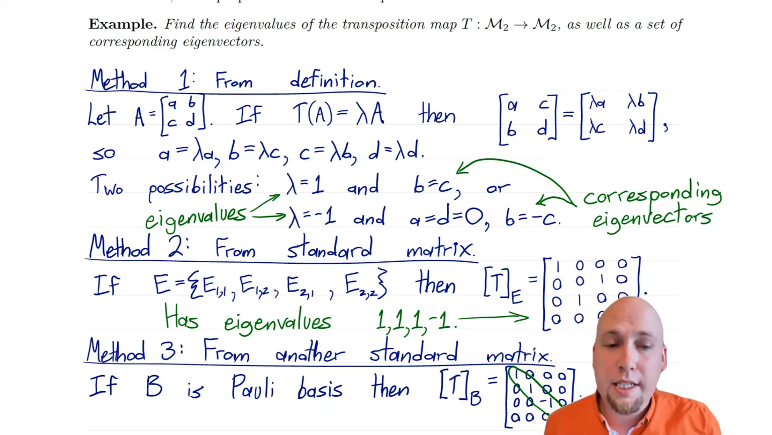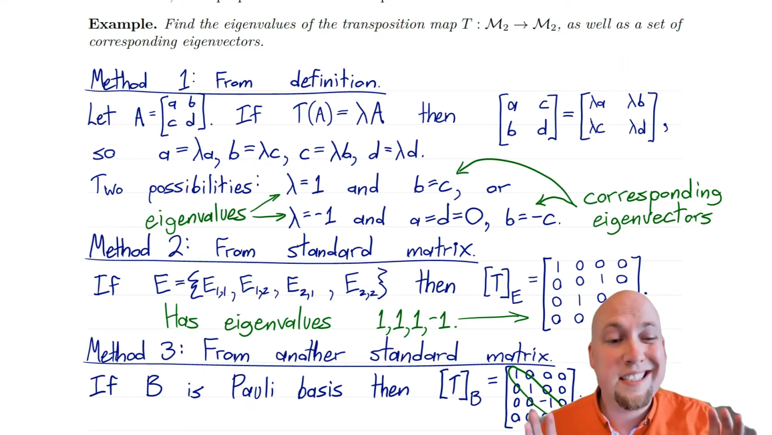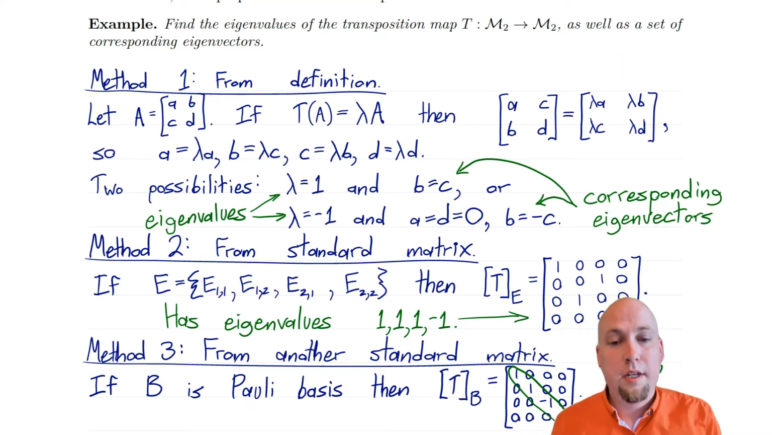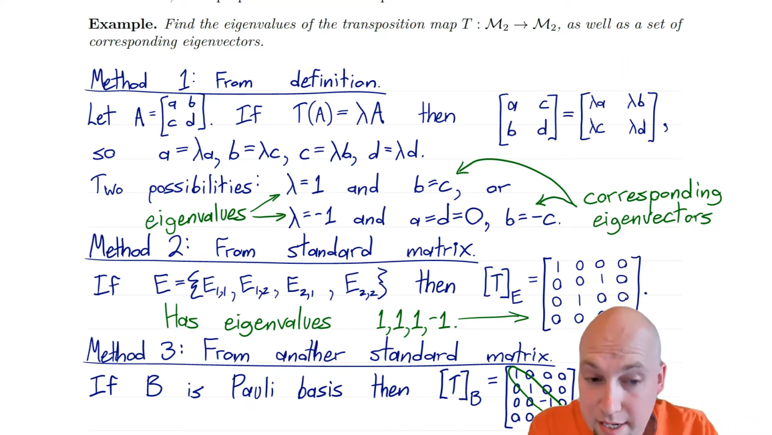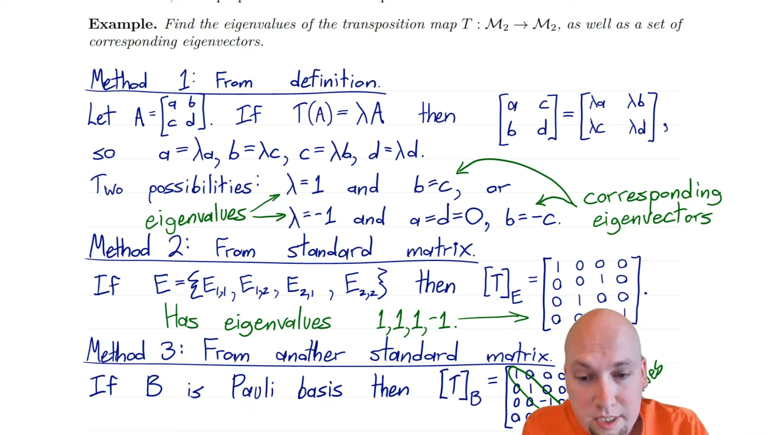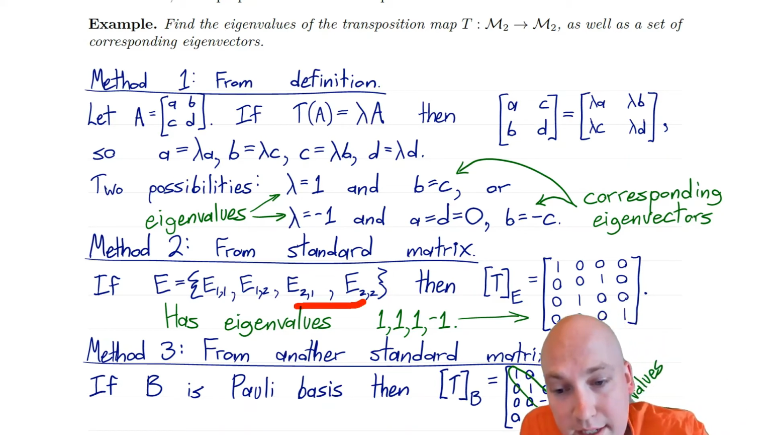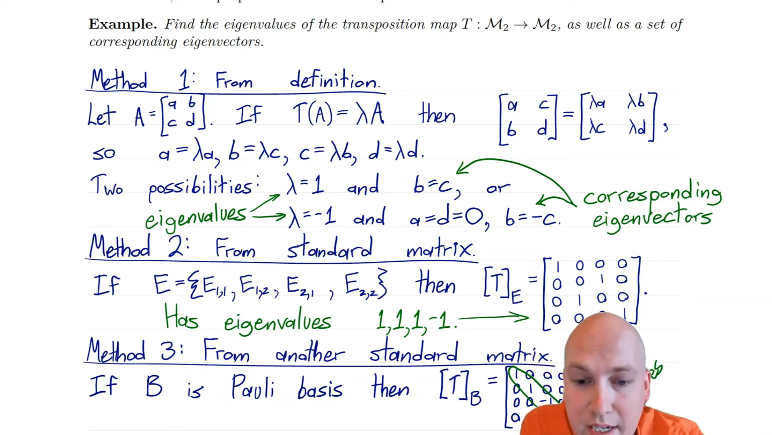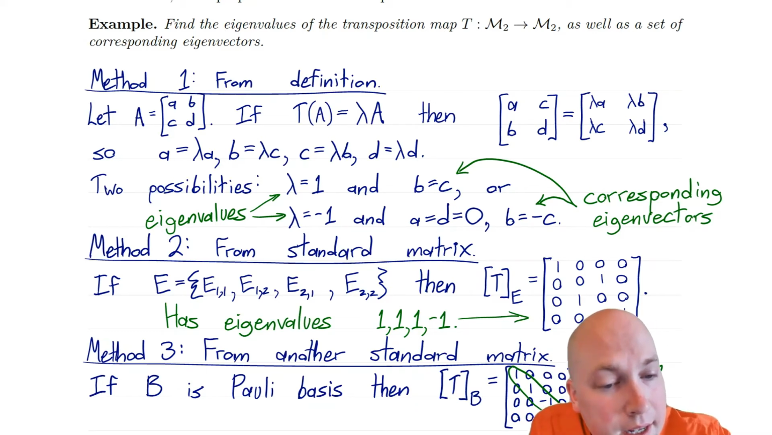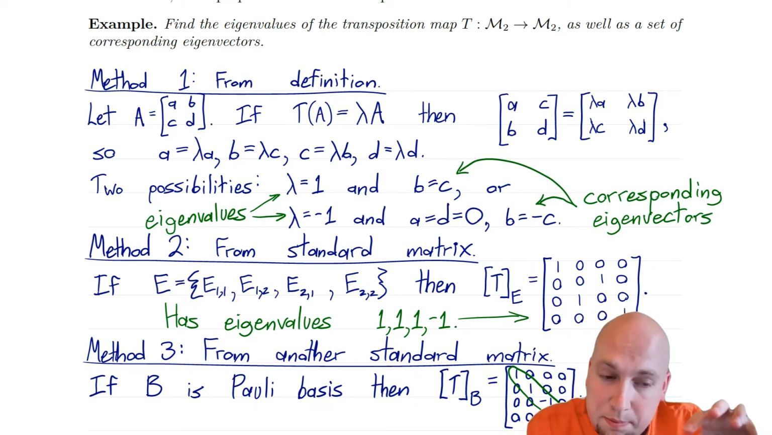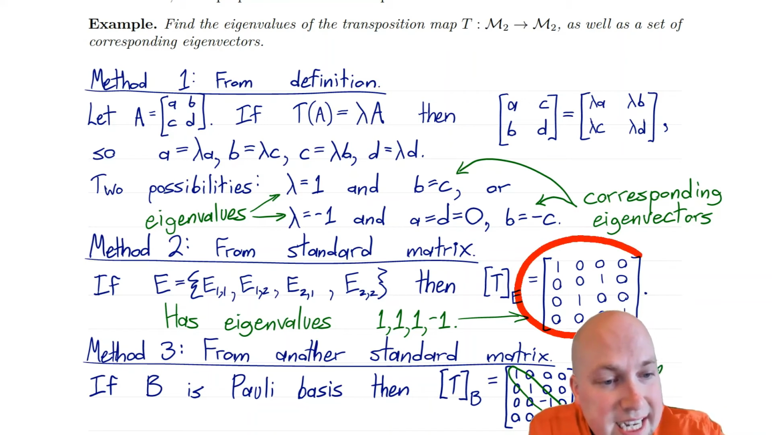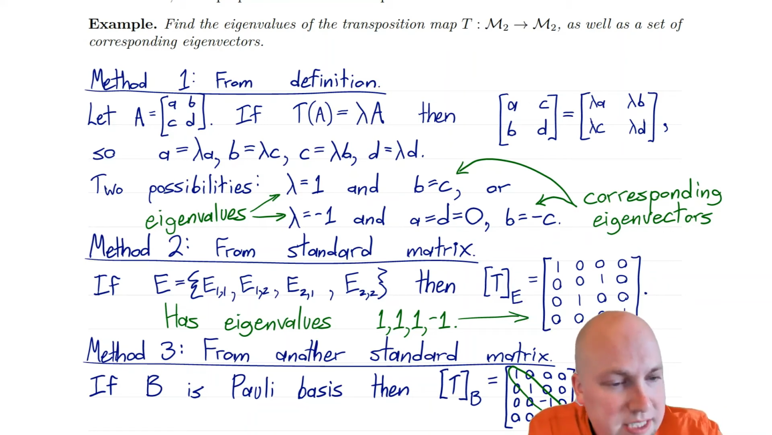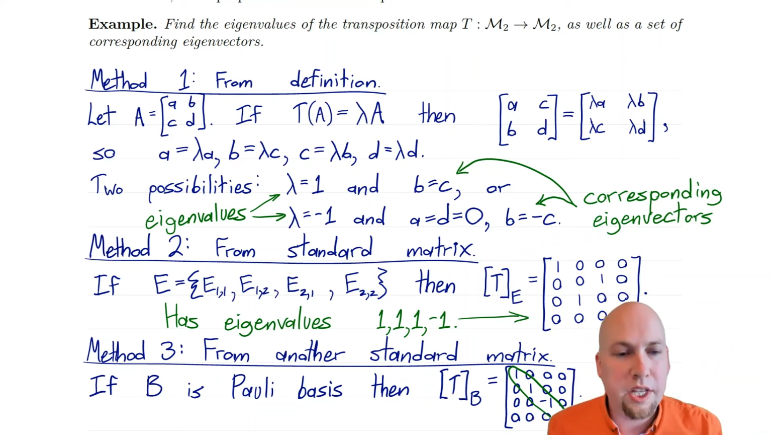Another way that you could find the eigenvalues and eigenvectors is to work with the standard matrix of the transpose map. So let's think back. We computed the standard matrix of the transpose map already, fortunately. We did this last week, okay? If we start off with the standard basis, which I'm calling E here, of the 2x2 matrices, then the standard matrix of T with respect to that standard basis is just this guy here. It's almost the identity matrix, except things are swapped around in the middle a little bit.